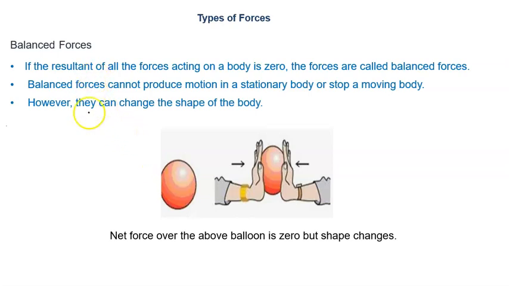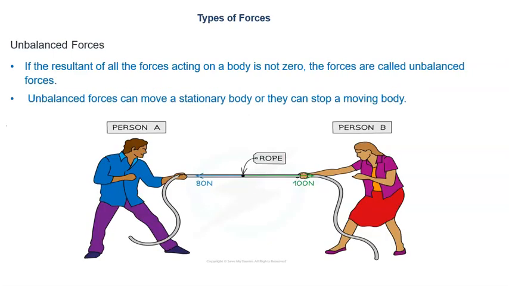Now, a balanced force can change the shape of a body. If you take a ball and apply a force from one side, this is 10 Newton, and on the other side this is also 10 Newton, the net force is 0, but we can say the shape of the body is changing. So we can say a balanced force can change the shape of the body.